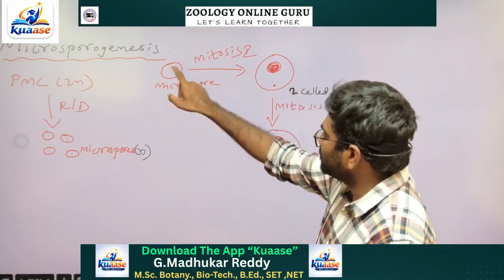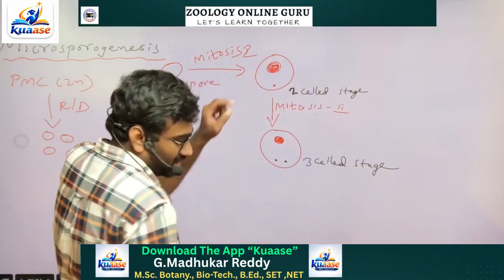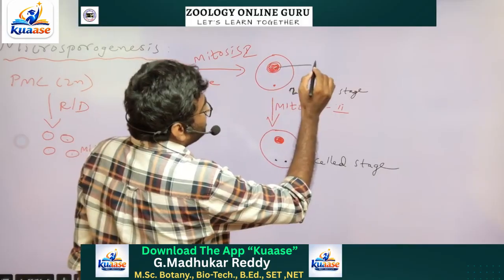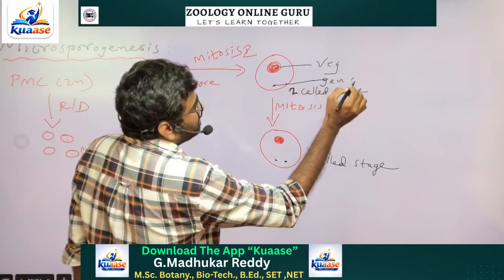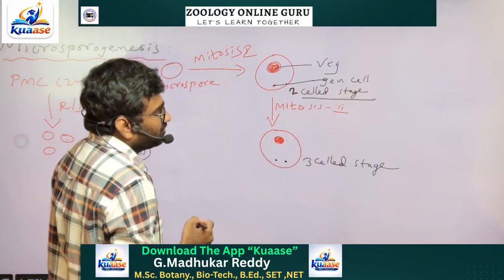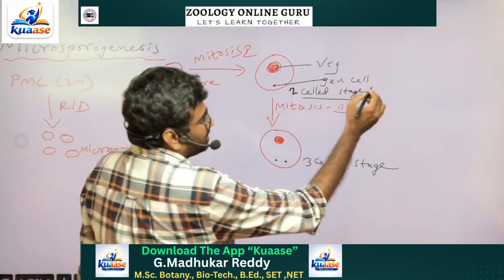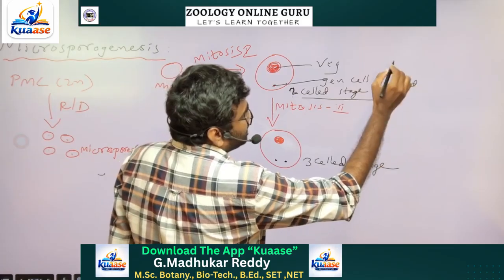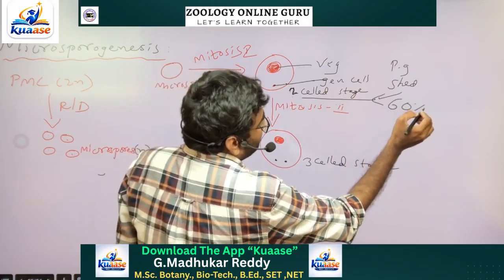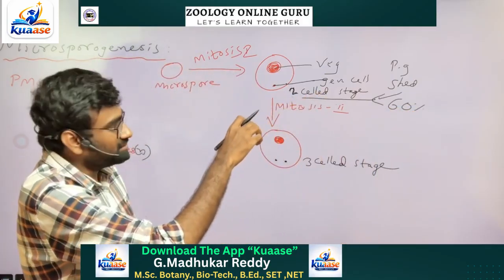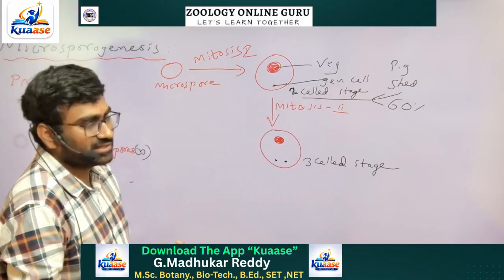So this is a microspore. This microspore undergoes mitosis one division to produce two cells, that is one vegetative cell and another one a generative cell. This is known as the two-celled stage. In most of the flowering plants, the pollen grains are shed at this two-celled stage. That is, in 60% of the flowering plants, these pollen grains directly land on the stigma and then initiate pollination and then fertilization.